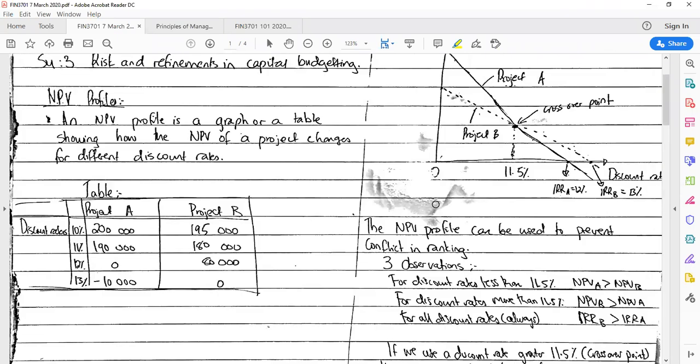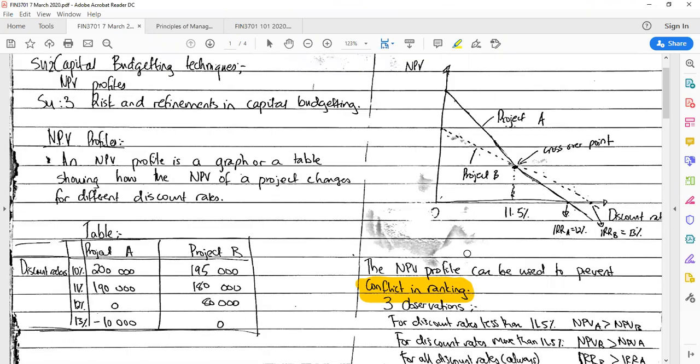Now, this NPV profile can be used to prevent conflicts in ranking. Remember, last week we discussed what conflict in ranking is. We said conflict in ranking occurs when you are comparing two or more projects, but to keep it simple, I'll say two projects. Conflict in ranking occurs when you're comparing two projects, and these two projects give you different rankings when you use the NPV and the IRR. For example, conflict in ranking might occur if NPV says choose project A, whereas IRR says choose project B.